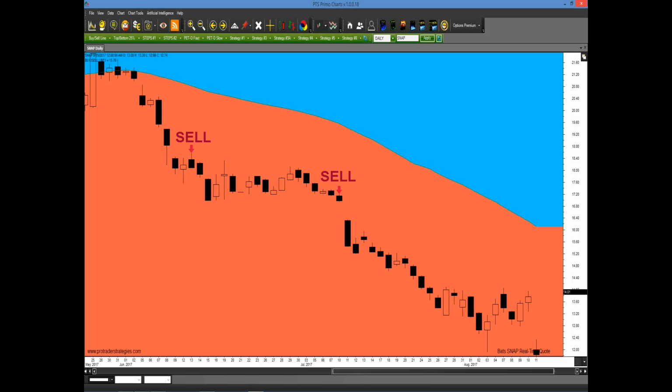Let me show you some examples of this. As you can see, we have our buy-sell line plotted. These are actual signals that were generated and that you will get for free on the charting platform, where you automatically know where the sells should be.